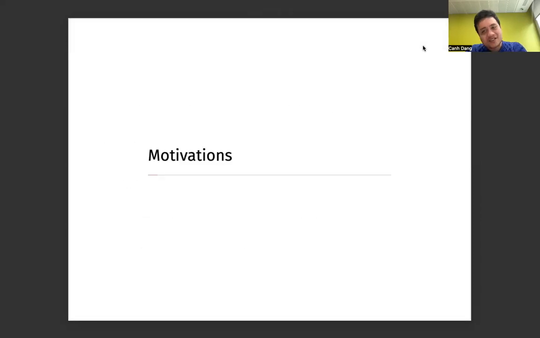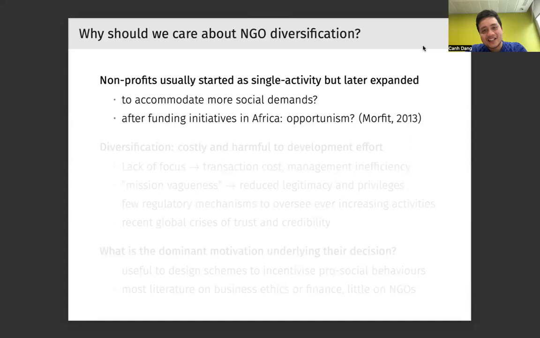Now, motivation. So why are we interested in the activity diversification decision of an NGO? As you can imagine, non-profits or NGOs around the world usually started as single activity organizations. They're trying to do something good, but over time, they would expand their offerings. They could try to offer more and more activities or services to a wider range of people.